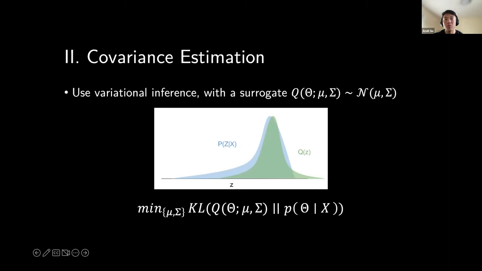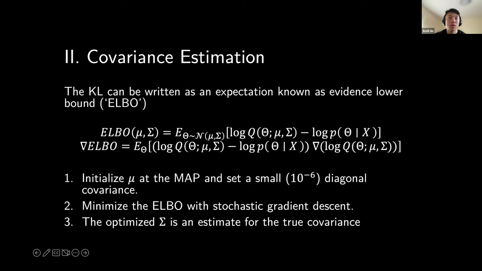So the fit, or the degree of agreement between these two distributions, is measured by the KL divergence between the two. So for us, since we want the covariance, we're going to make our ansatz, or our surrogate, a multivariate normal, and then basically try to fit the covariance and the mean to the underlying posterior. Okay, so it turns out that the KL divergence, up to an additive constant, can be written as something else known as an evidence lower bound. It looks kind of messy, but all it is really is just an expectation of a difference in log densities. So the gradient is similarly expressible. I'm not going to go into the details, but there are very simple Monte Carlo estimates for both of these quantities.